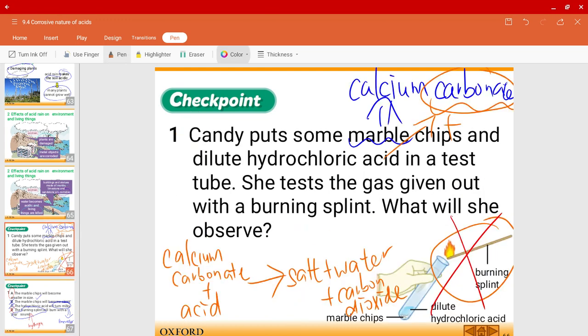However, I have one more question though. Can you tell me the name of the salt being formed? So let's see how many of you guys recall. Again, we take the first name of the carbonate, calcium, over here, and we take the first name of the acid, which is hydrochloric. More specifically, we'll be using chloride. So the name of the salt is calcium chloride.